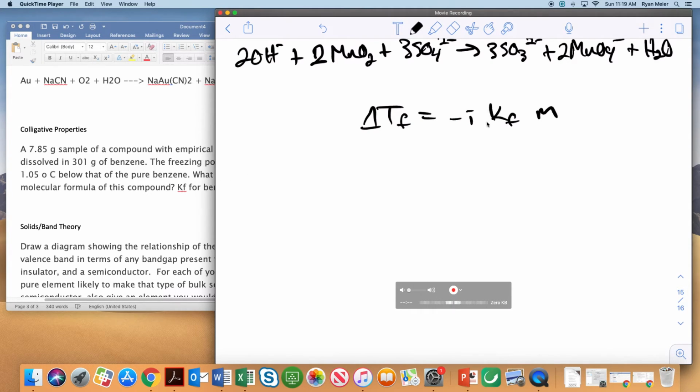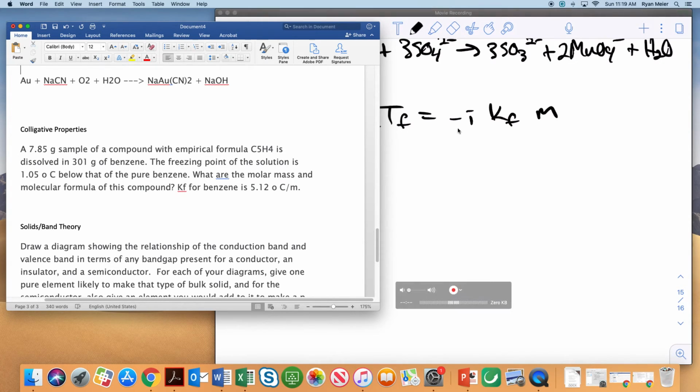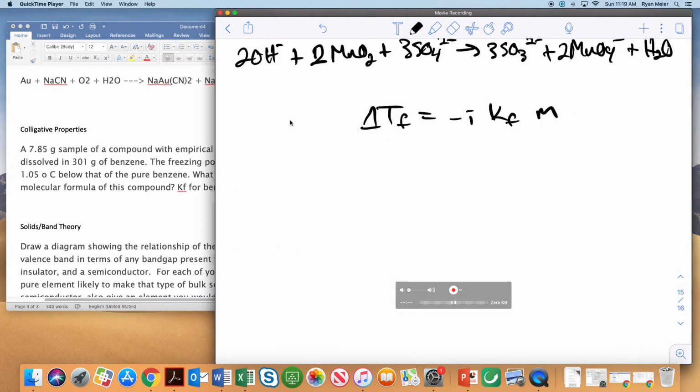Well, we're given Kf, and for i, if we have an empirical formula of C5H4, this is all covalent. There's no ions there, right? Benzene is also C6H6. It's covalent. So i in this case is going to be 1 because we have no ionic compound breaking apart into different pieces. We have the change in the freezing point, so we can solve for the molality. So we can start this problem by solving for that molality piece.